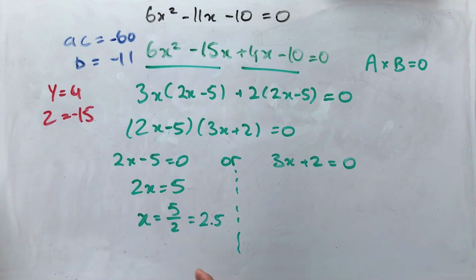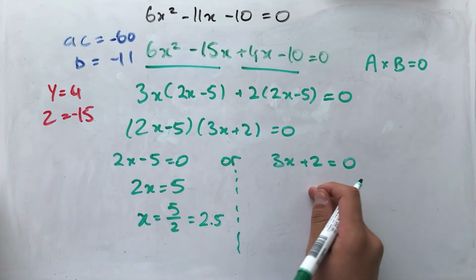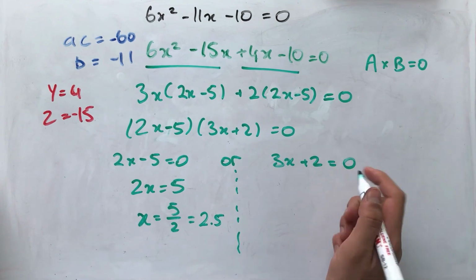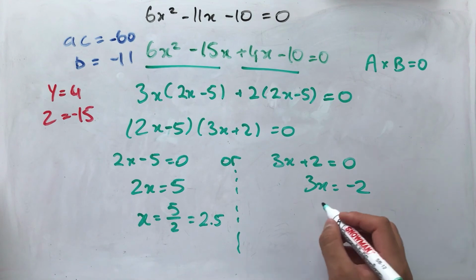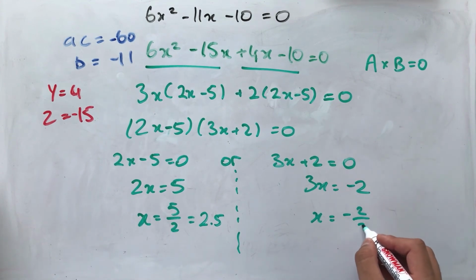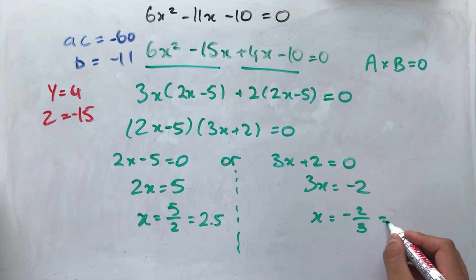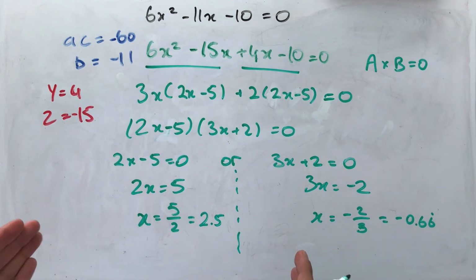But remember the or, right? It could be this or this side. Same thing, you subtract 2 from both sides over here. Get 3x is equal to negative 2. So therefore x is equal to negative 2 over 3, which can also be known as negative 0.66 recurring. That's how simple it is to factorize and solve quadratic equations.